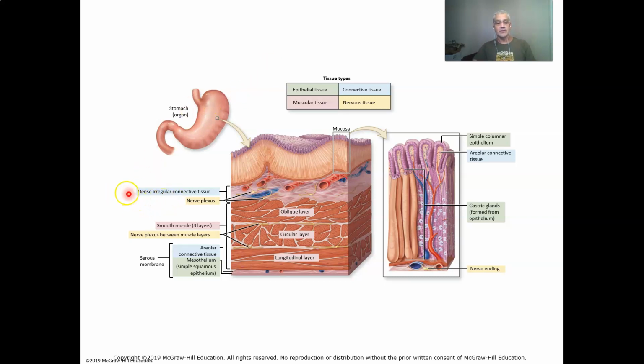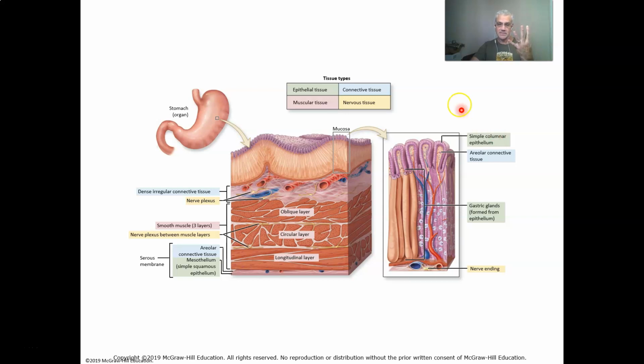They color-code it over here. Well, we have dense irregular connective tissue. All right, that's connective tissue. We have a nerve plexus. Well, you've got to have nerves telling the stomach how to contract or to move fluids around inside the stomach. Well, that's nervous tissue, right? We have several muscle layers, and the stomach is unique in that it has 3 layers of muscles. Well, that's muscular tissue. And the mucosa, the inside, the most superficial layer of cells, is composed predominantly of epithelial tissue.